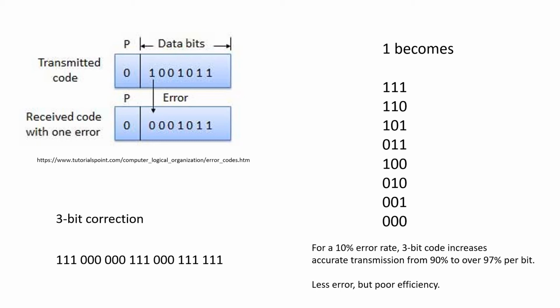So if I use this 3-bit correction algorithm, and if I've done my math correctly, then for a 10% error rate, the 3-bit code increases accurate transmission from 90% to over 97% per bit. Now, this is a very poor way to improve correctness. It is less error prone, but it's very poor in efficiency, because now I need to send 3 times as many bits as my original message contains, but you get the idea.